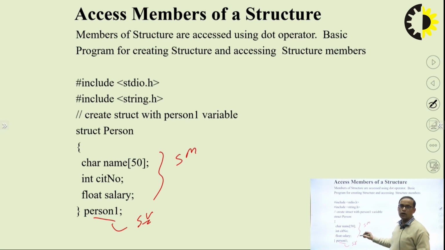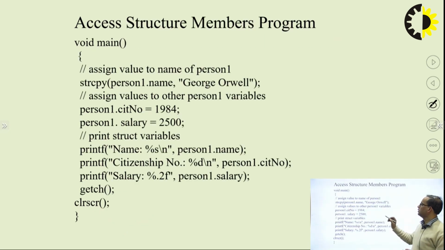So this is the basic program for accessing the members of a structure in C programming. At first we are using the header file stdio.h. The second header file is string.h, which is used to perform string functions like strcpy and strlen. Here we will use strcpy, which is why we have to include this particular header file. At first we are creating a structure person. These are the structure members and this is the structure variable. Inside main, this is the main method of the program.